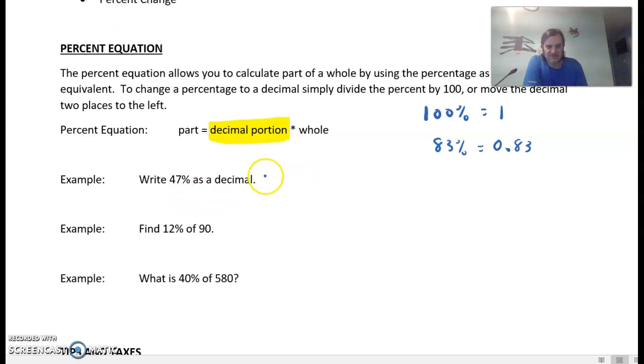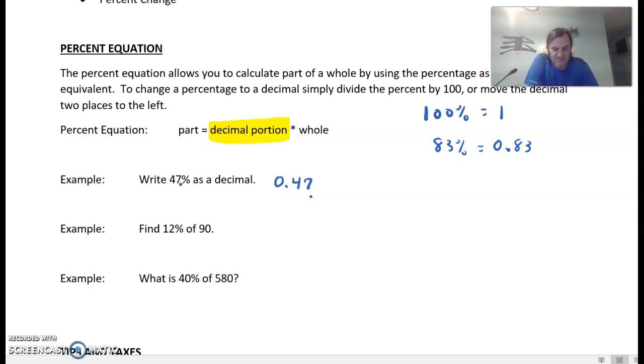First of all, write 47% as a decimal. Well, you can either divide 47 by 100 or move the decimal over 2 places. If you do either, you will get 0.47. So that's 0.47 out of 1, so it's part of a whole.